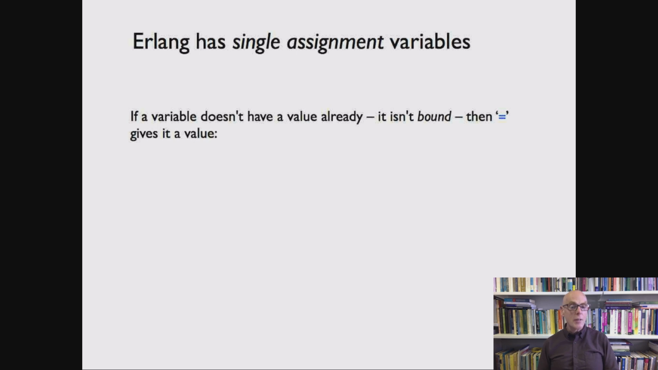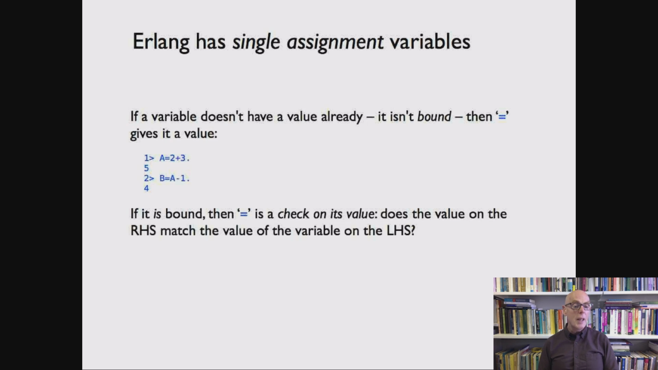If a variable doesn't have a value already, if it isn't bound, then equality gives it a value. So saying a equals 2 plus 3 sets the value of a to 5. Saying b equals a minus 1 sets the value of b to 4. But if it is already bound, then equality is a check on its value. It's a match to see, is the thing on the left equal to the thing on the right? So if we say a equals b plus 1, we know that b is 4, so b plus 1 is 5, and that's actually equal to the value that a already has. So that's fine.